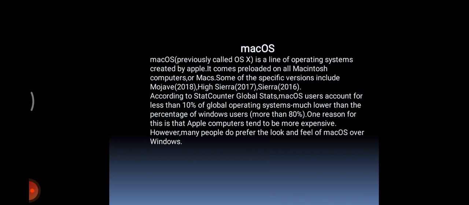Number 2, macOS. macOS, previously called OS X, is a line of operating systems created by Apple. It comes preloaded on all Macintosh computers, or Macs. Some of the specific versions included Mojave 2018, High Sierra 2017, Sierra 2016.